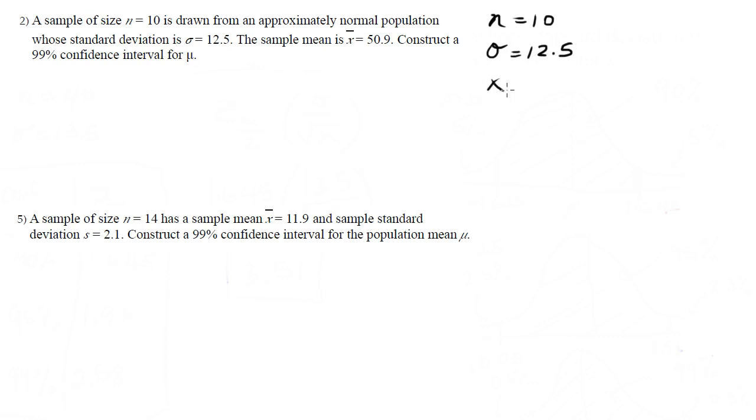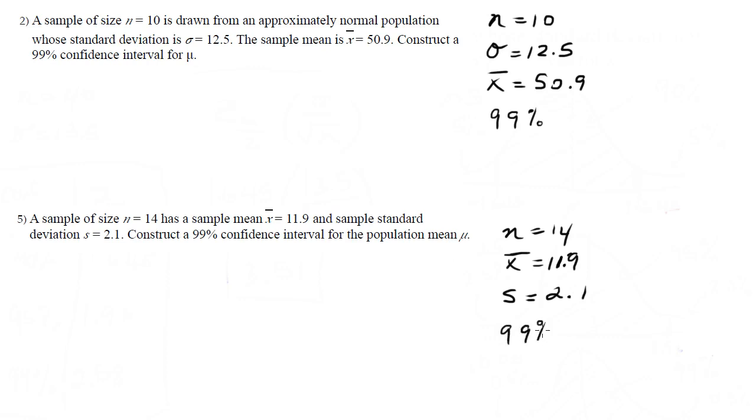The sample mean, x bar, is 50.9. And we want a 99% confidence interval for mu, for the population mean. So we want a 99% confidence interval. For number 5, n is 14. The sample mean is 11.9. And the sample standard deviation, S, is 2.1. And we want a 99% confidence interval as well.